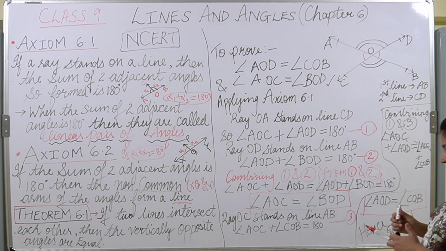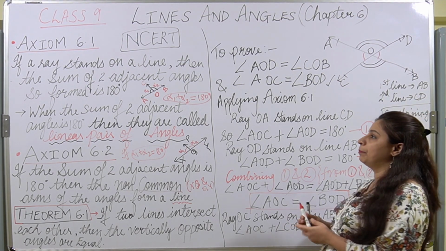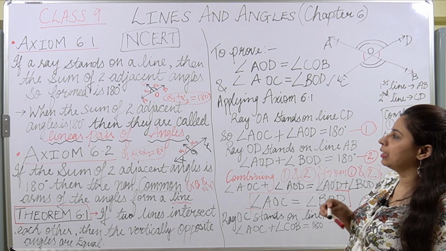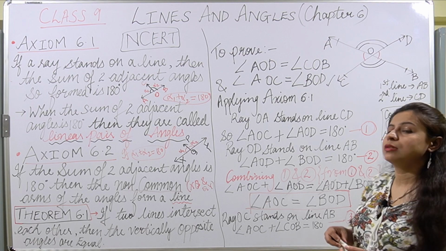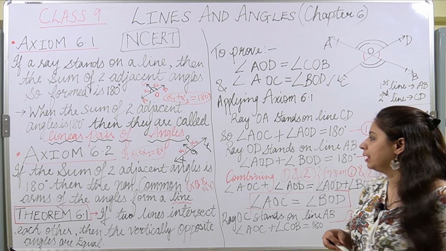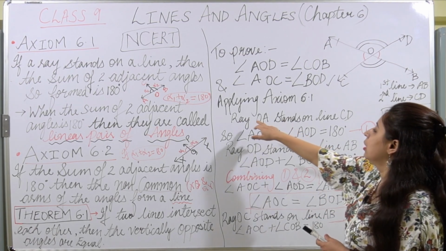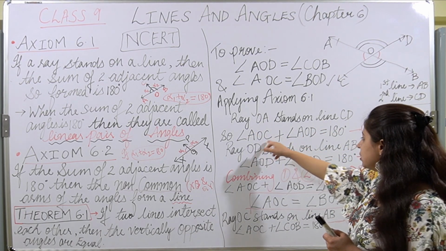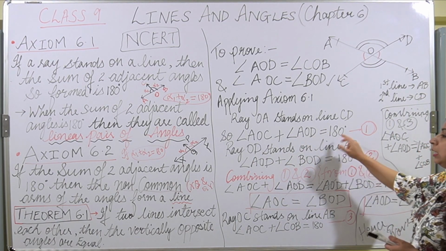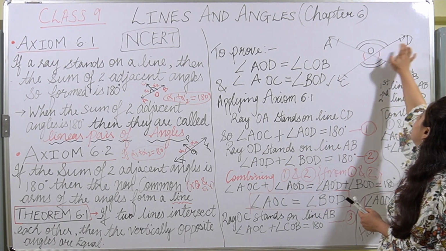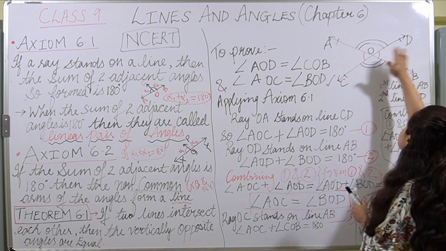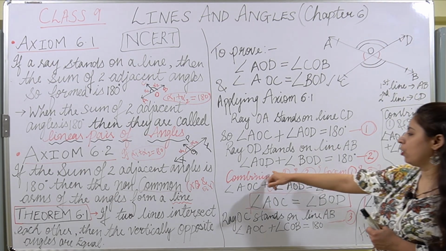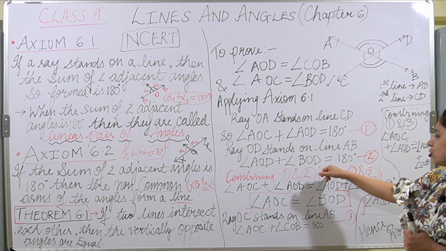Okay, so what I did, I applied axiom 6.1, in which it says that if a ray stands on a line, then the sum of adjacent angles is equal to 180 degrees. So first I took ray OA which stands on line CD, then I got angle AOC plus AOD is equal to 180 degrees. Then I took ray OD which stands on the line AB. So I got AOD and BOD is equal to 180 degrees.